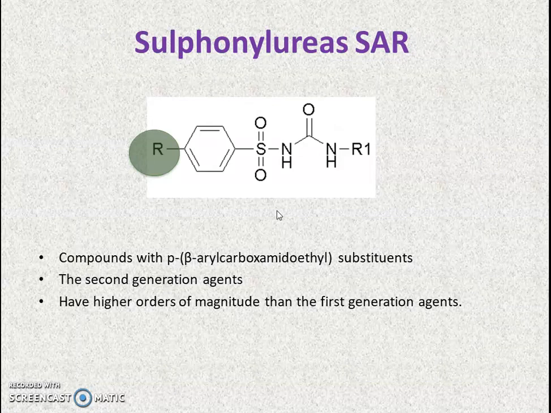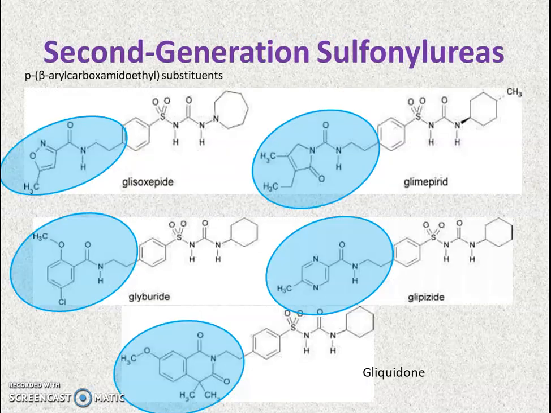Okay, now we come to the second generation drugs. Here the R is further modified. It contains a beta-aryl carboxamido ethyl substituent. They all form the second generation agents, and they have higher orders of magnitude of potency than the first generation agents. Second generation, you can see the structure over here. The structures on the nitrogen have different cyclic ring structures, as against the aliphatic straight chain or branched chain side chains of the first generation. They have cyclic structures, whereas the beta-aryl carboxamido ethyl substituents are highlighted over here.